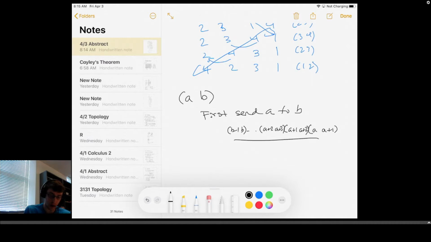So this is me climbing A to B, and then I need to send B back to position A, right? And so now I just do my descent. So I do B minus 2, B minus 1, all the way down until I get to A plus 1 again.